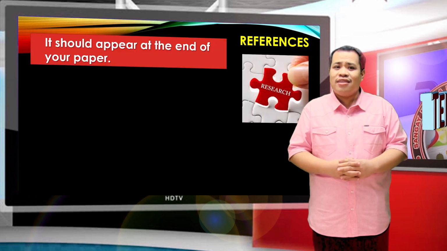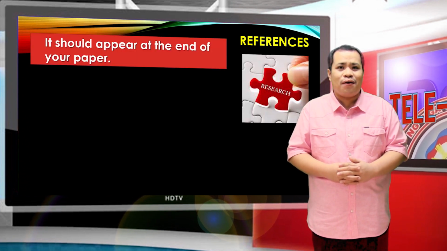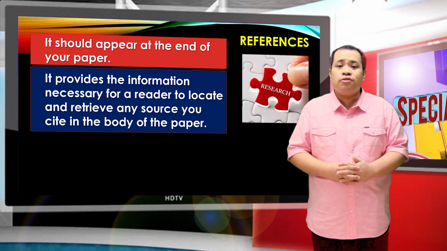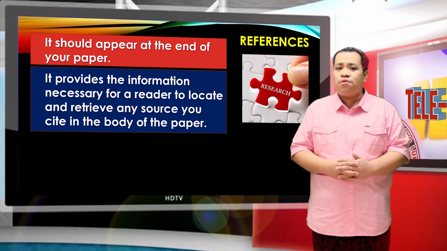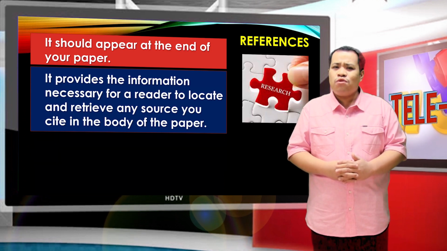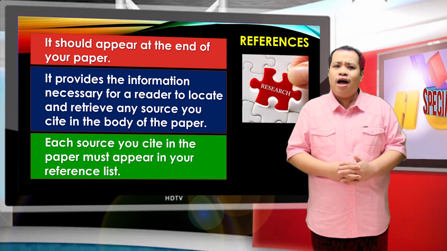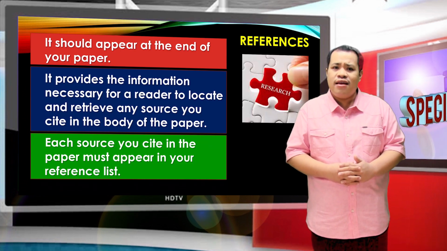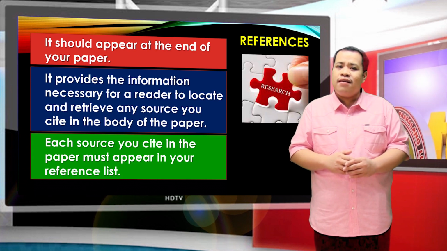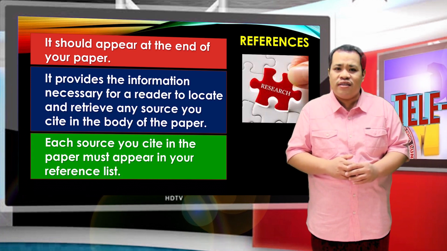The reference list should appear at the end of your paper. It provides the information necessary for a reader to locate and retrieve any source you cite in the body of the paper. Each source you cite in the paper must appear in your reference list. Likewise, each entry in the reference list must be cited in your text.